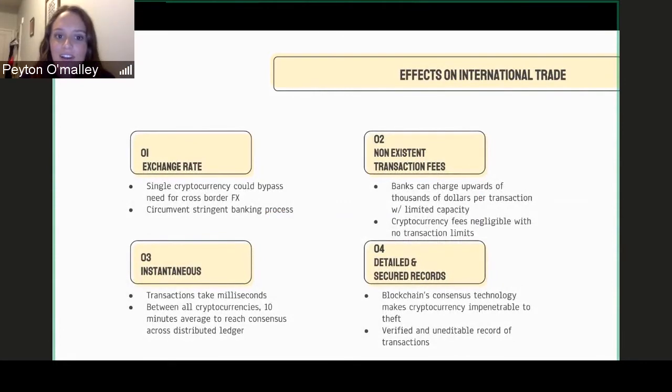Cryptocurrency's effects on international trade boil down into four main points. In theory, cryptocurrency could disrupt the foreign exchange market, but only if one cryptocurrency was adopted throughout the world. Currently, Bitcoin has 30% market share and growing. Banking has transfer charges, transfer limits, technical issues, and more data breaches. Crypto is faster than banking, has negligible transaction fees, instantaneous transactions, and blockchain technology as cybersecurity.